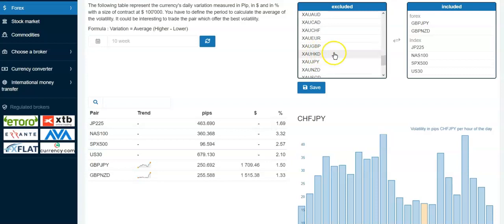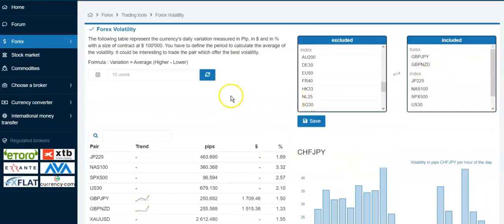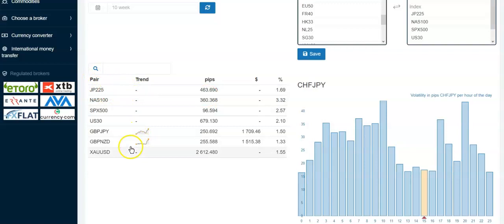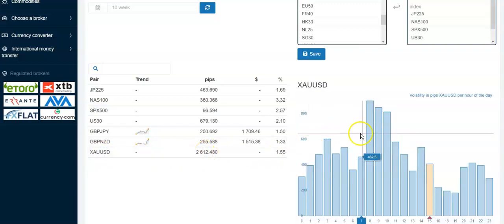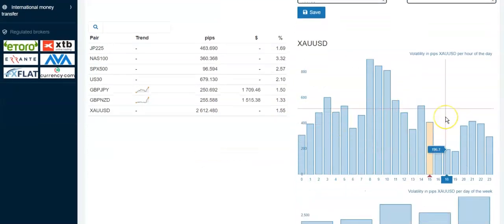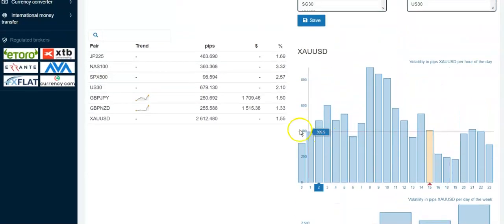Where is gold? Here it is. All right. So on and so forth. You can customize it how you want. So now that you have everything customized how you want, now you can see, oh, that's nice. Very nice. So you would click on gold and you would see the best times of day to trade gold and the best days of the week. All of these are looking kind of close, so you can see now this does change from time to time and updates and all of that.